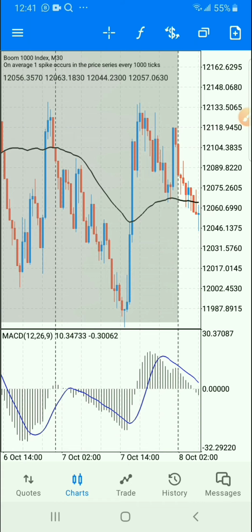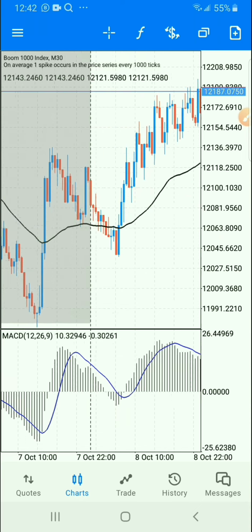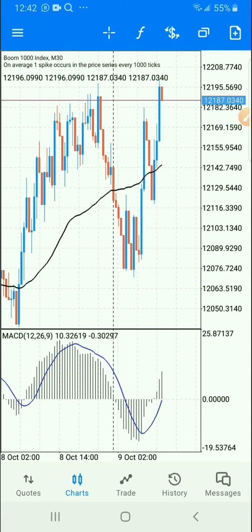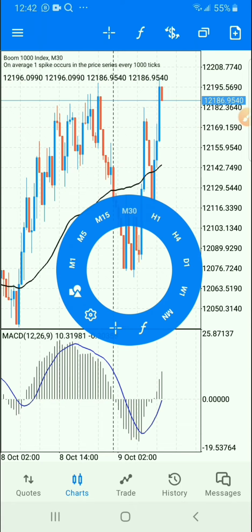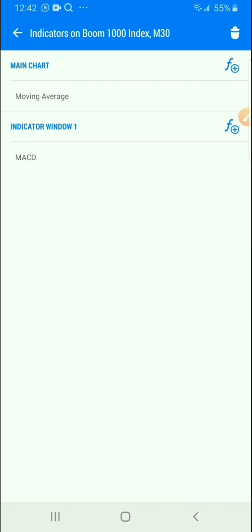Respect the rules, avoid over trading, and use proper risk management. With this strategy, you're going to make money. You're going to make a lot of money in a single day. Be patient, wait for your conditions to give you an entry, and enter a trade. Okay, good. Let me show you now the indicator setups.